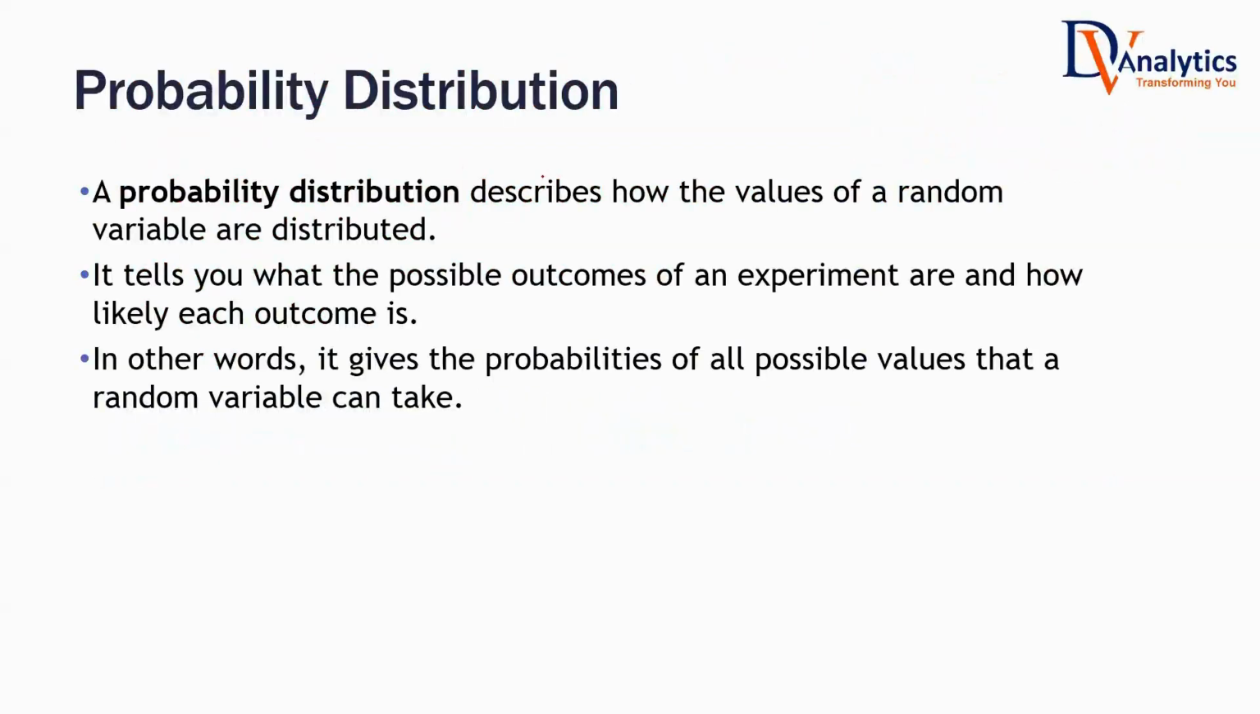So a probability distribution describes how random variables are distributed. Even though they are random variables, there is a probability that we can associate with them. It will change, but I can tell you with what probability a particular event will occur.